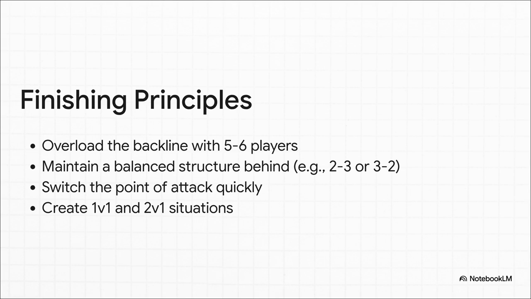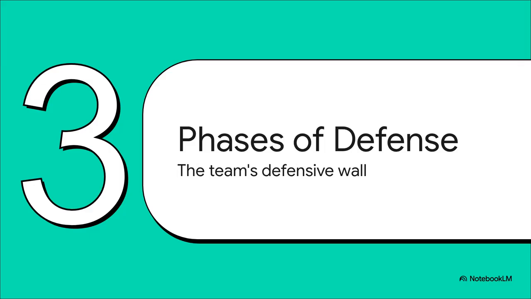But here's the really brilliant part. Look at what's happening behind that attack. There's always this balanced group of 2 or 3 players hanging back. Why? Because the second they lose the ball, they're already in a defensive shape, ready to stop a counterattack. It's genius.